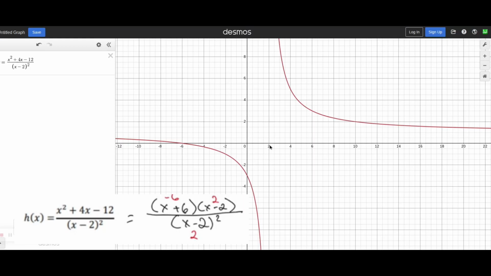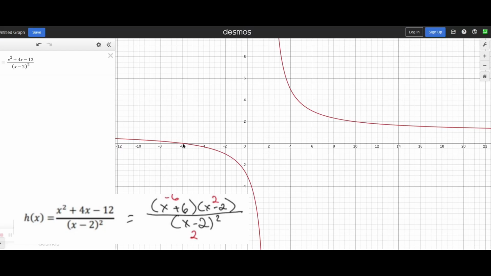So even though there was a factor on the top and on the bottom, since there's more on the bottom, what happens is the vertical asymptote is going to dominate the whole. So this just ends up being a vertical asymptote at 2. Okay? We'll talk about that more in a future lesson. You can't have both a vertical asymptote and a hole at the same spot, so there will be no hole.